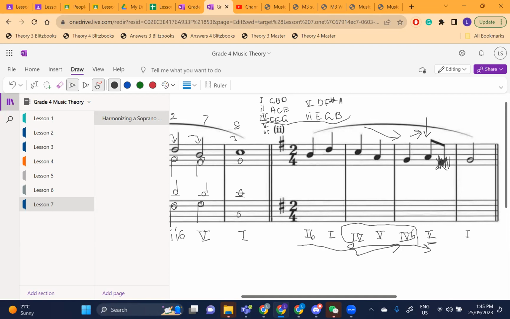So what do we have here? Let's work back to front. This is a supertonic to tonic perfect cadence. So that means we need to triple the root.